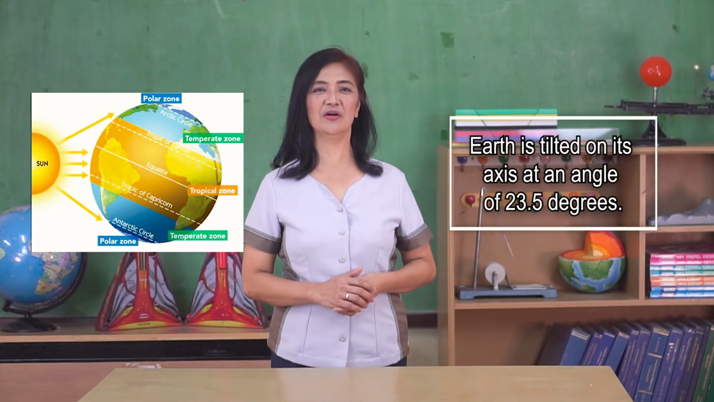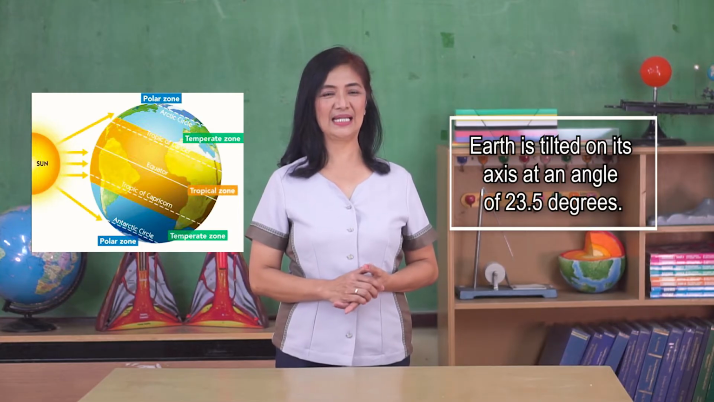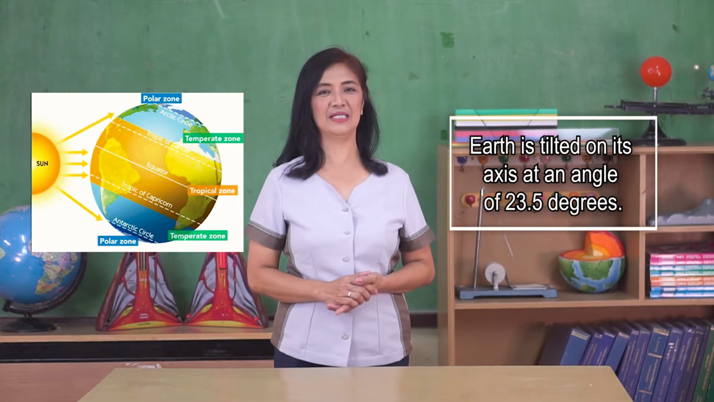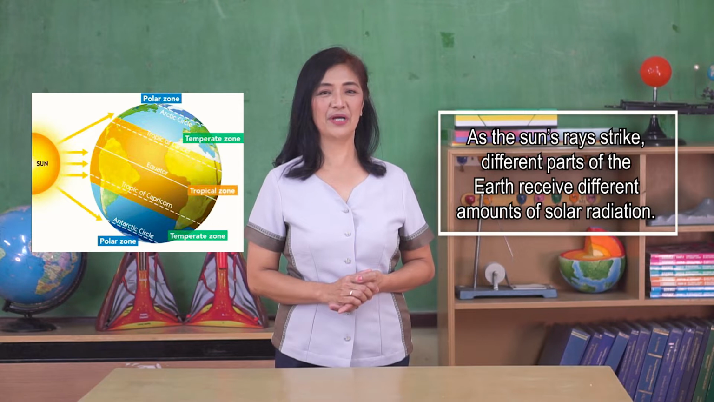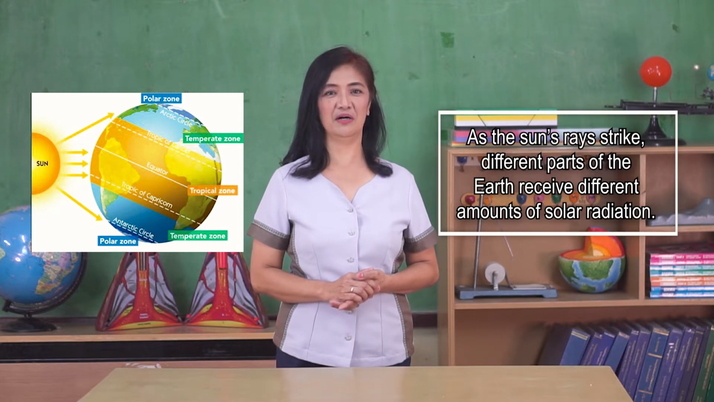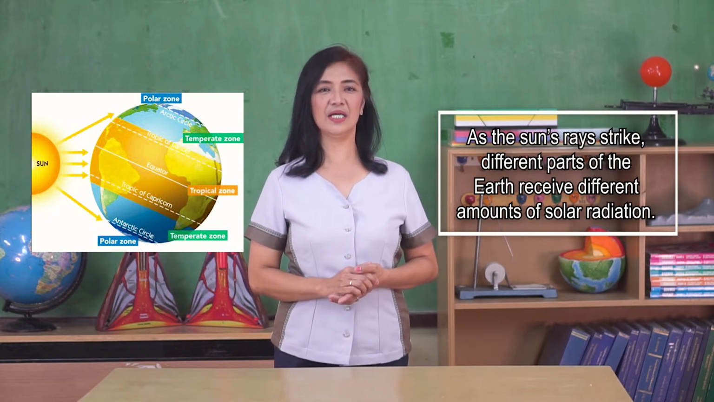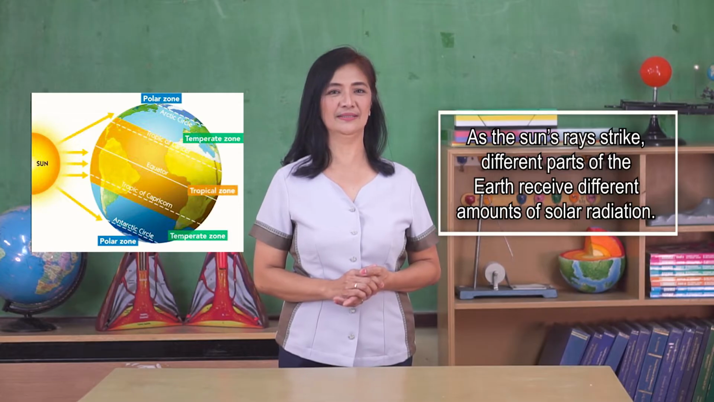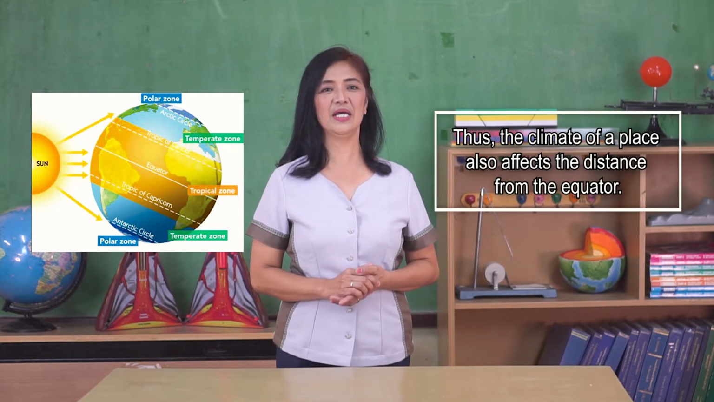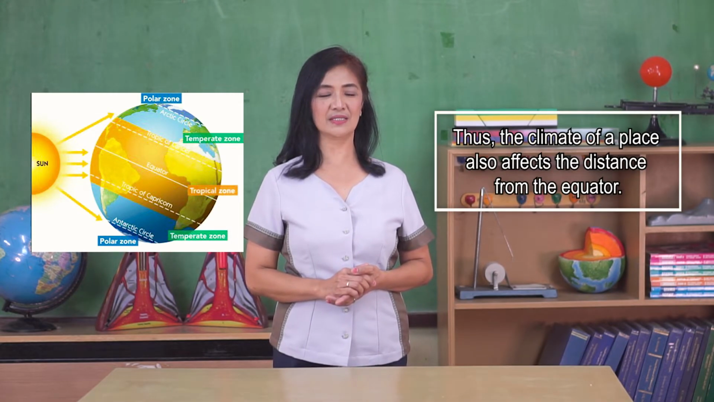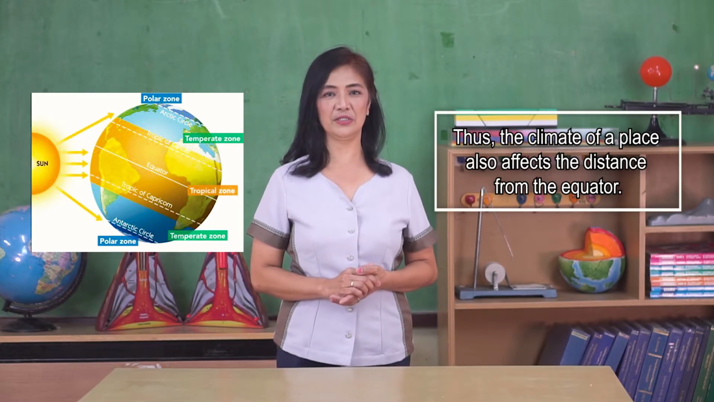Earth is tilted on its axis at an angle of 23.5 degrees. As the sun rays strike, different parts of the Earth receive different amounts of solar radiation. Thus, the climate of a place also depends on its distance from the equator.